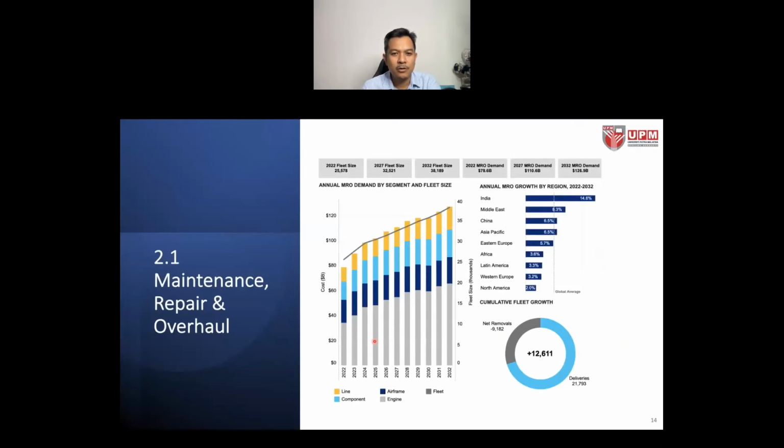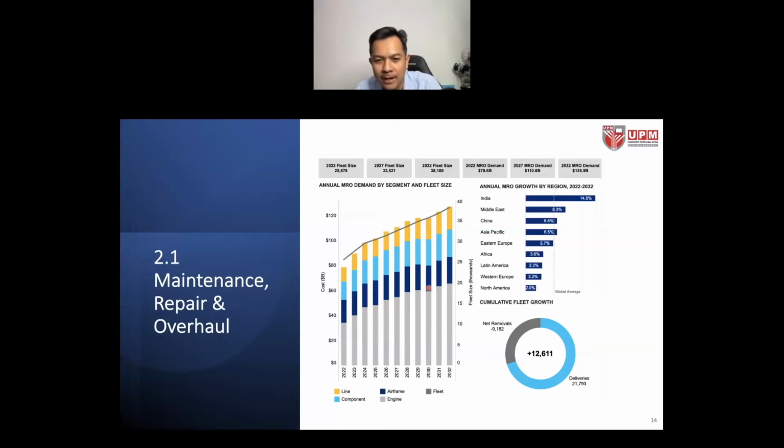Oops, let me just go to the next one. Okay, this is the annual MRO demand by segment and fleet size. So you can see the comparison being made in this way: line maintenance, component maintenance, airframe, engine, and fleet maintenance. In terms of year 2022 until year 2033, this is still a projection based on supply and demand, based on the retirement of the aircraft, based on the availability of the fleet. So we assume there's no major pandemic happening in the near future for the next 10 years.